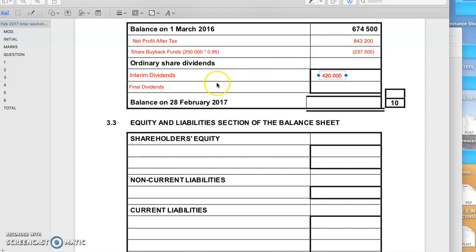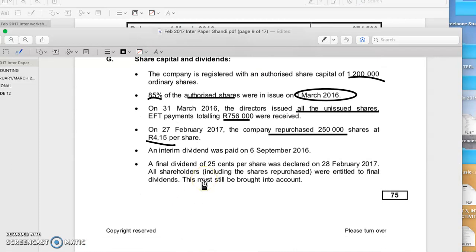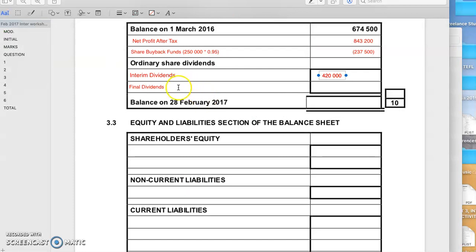And now we're looking at the final dividends. In our additional information, it tells us that a final dividend of 25 cents per share was declared. All shareholders were entitled to final dividends, including shares repurchased, and it must still be brought into account. So they're telling us very clearly, hey, you need to take all shares into account, even the ones we bought back. So it's all the authorized shares, and we multiply that by 25 cents, and you should get a total amount of 300,000. And we add those two to get the ordinary share dividends.